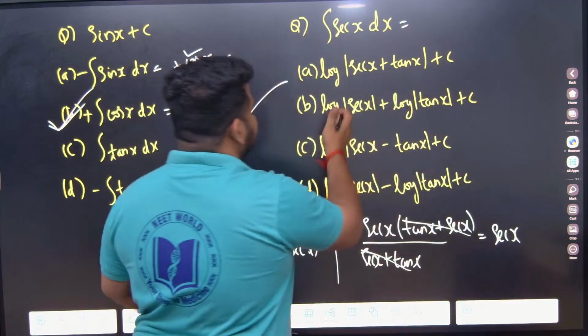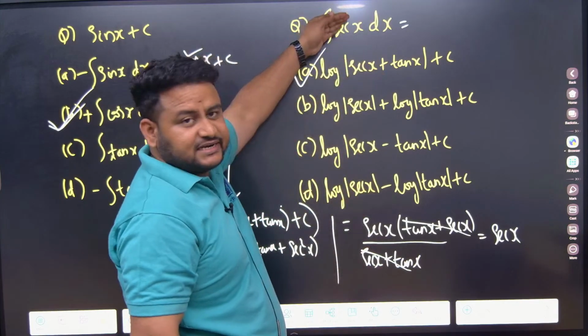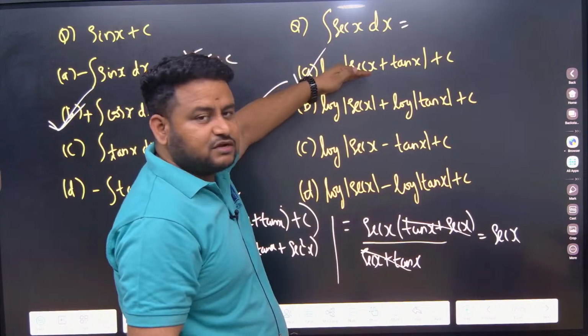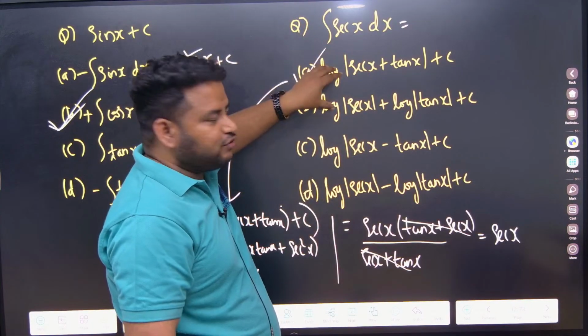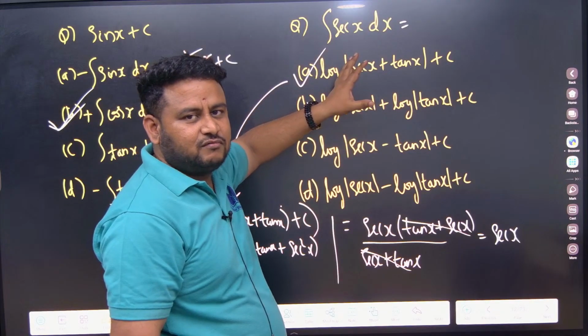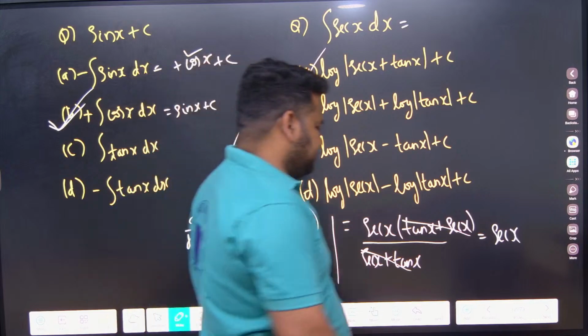So the integral of secant x dx is the first option, because differentiating it gave me secant x. This is one of the reverse ways we can go to the answer. In multiple choice questions, whatever options are given, if they ask for the integral of something, differentiate the options. Okay, got it.